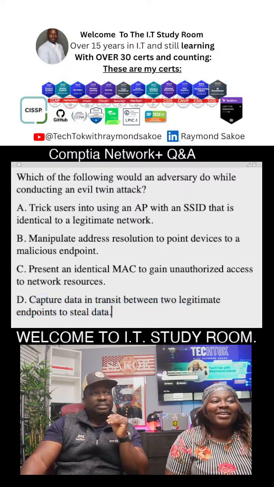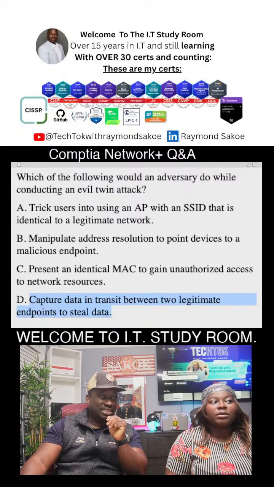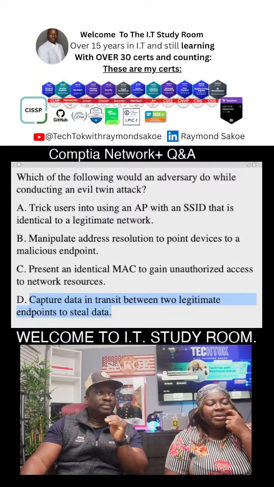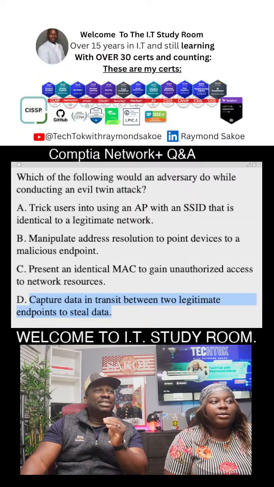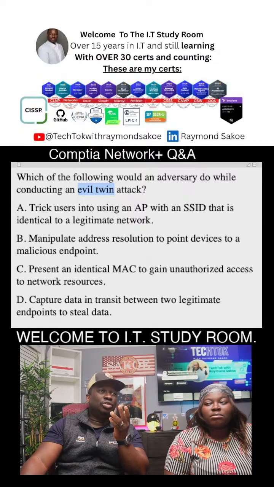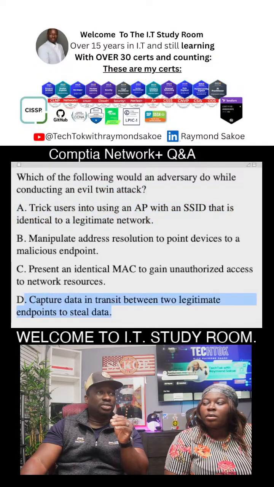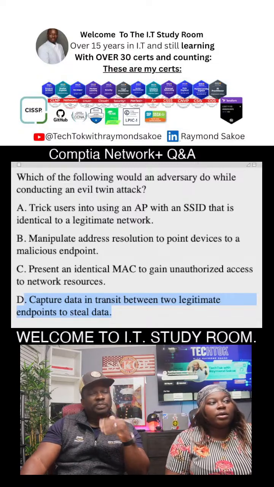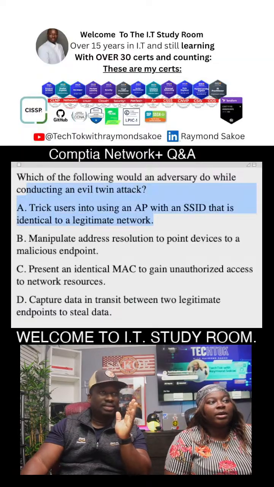You can use an evil twin to perform this task. Is that the same thing as a man-in-the-middle attack? Exactly, man in the middle. But that is not the ideal use of an evil twin. A is the actual correct answer, but you can perform man in the middle using an evil twin. So it's A, actually A. The answer is A.